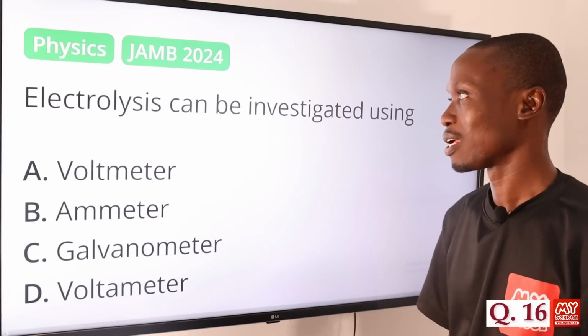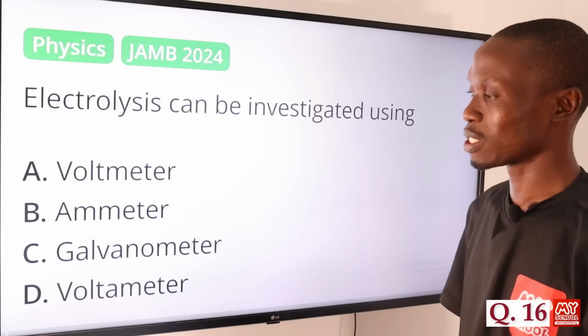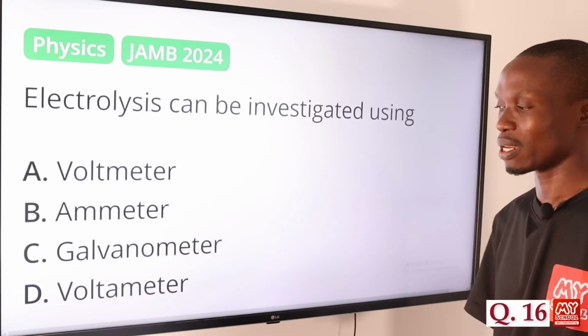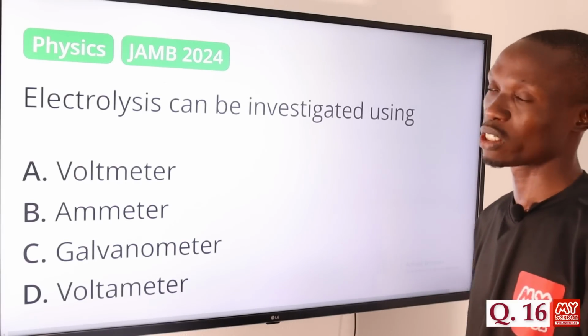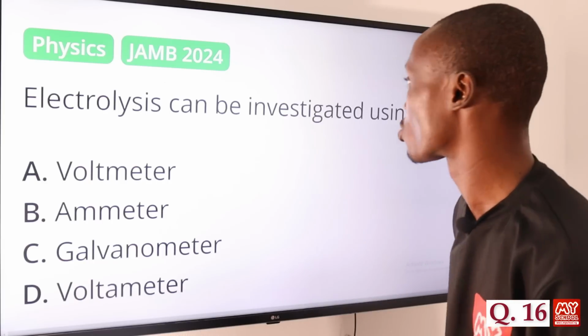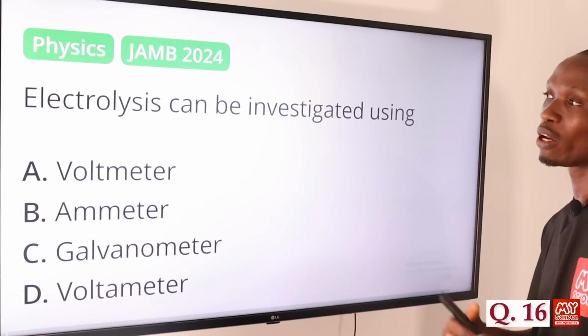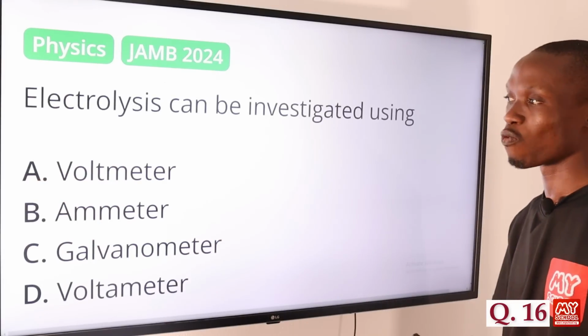Question 16. Electrolysis can be investigated using A, voltmeter, B, ammeter, C, galvanometer, and D, voltammeter. So electrolysis is the chemical decomposition of a compound by passing current through its molten or aqueous state. Okay, so let's see option A, we have voltmeter.